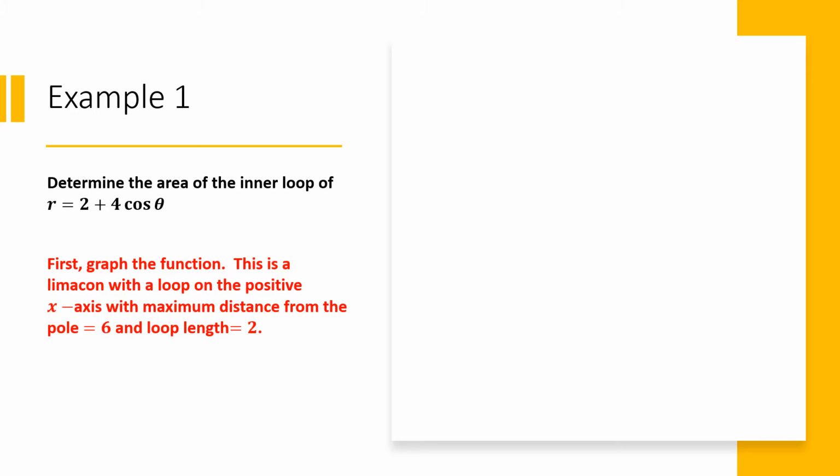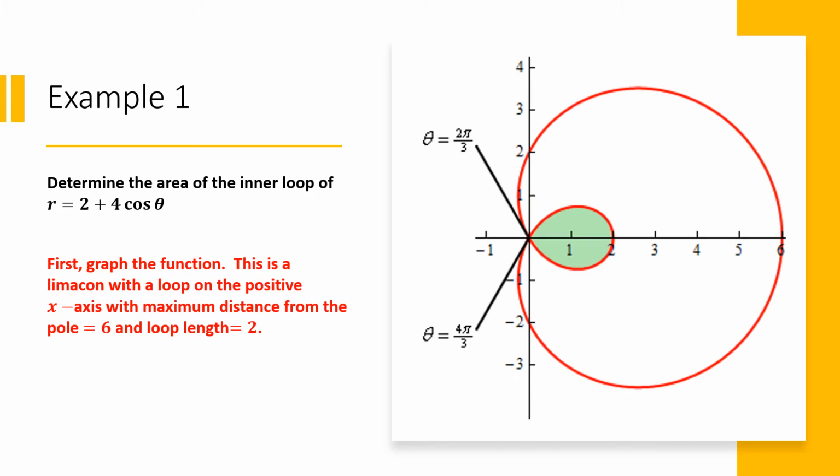Make sure, again, you notice the form of the function is a limaçon with a loop. On the positive x-axis, since it's positive cosine, we have a maximum distance from the pole of 6, and we have a loop length of 2, since 2 minus 4 is negative 2. And so I graph the function, and I see that my inner loop, that loop is what we're trying to find the area of, so I shaded that green.